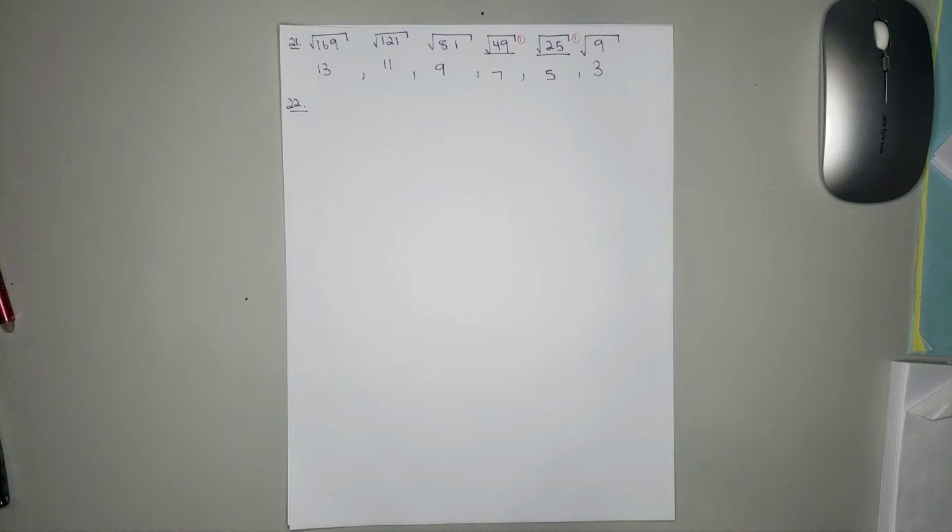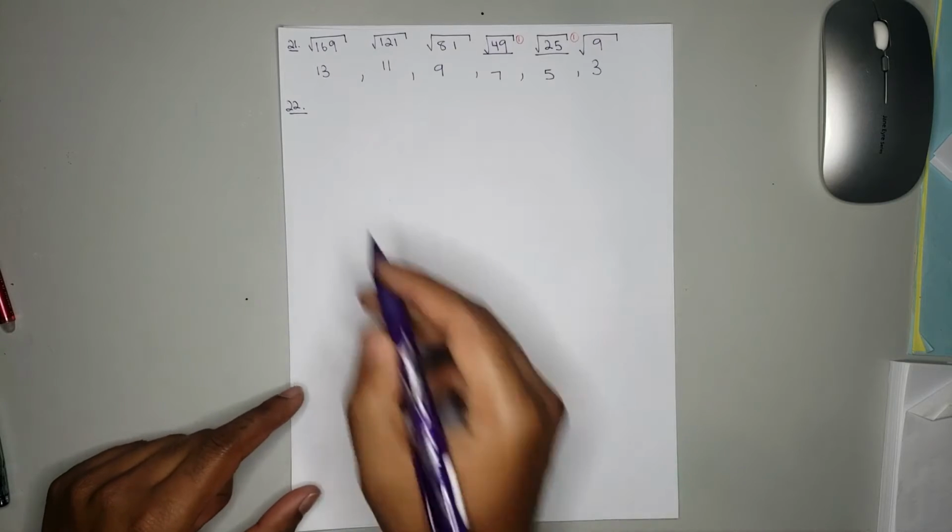Number 22. Asha and Rhoda bought 125 roses for a flower show. Rhoda bought 4 times as many roses as Asha. How many roses did Rhoda buy? Good. So this here is unequal sharing.